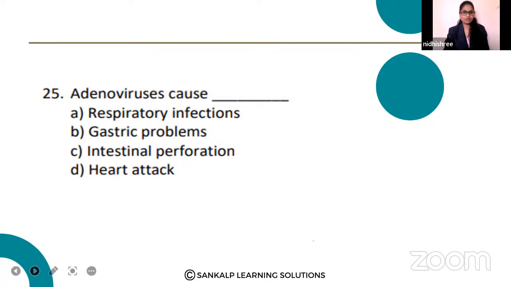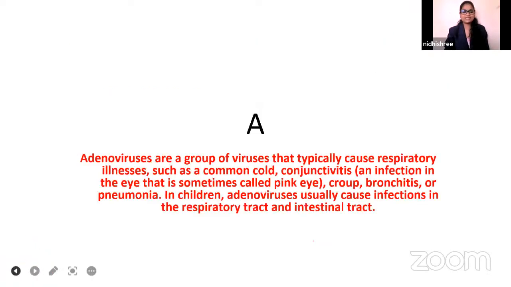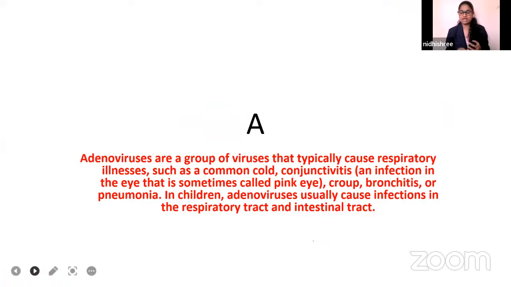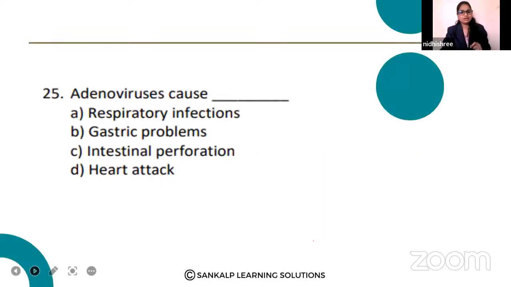Okay, let us proceed, or let me check the answer. Option A, that is respiratory infections. Adenovirus is the virus which causes the common cold, conjunctivitis, then bronchitis, pneumonia. When you see the diseases, bronchitis, common cold, these are all related to the respiratory tract. So the majority of infections are of the respiratory tract. That is why option A is the right answer. They said intestinal tract also, but here they have given gastric problem, and intestinal perforation is totally different. So those two options are not correct. So option A is the right answer, that is adenovirus.